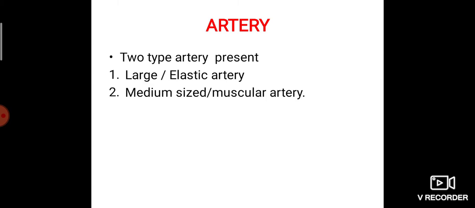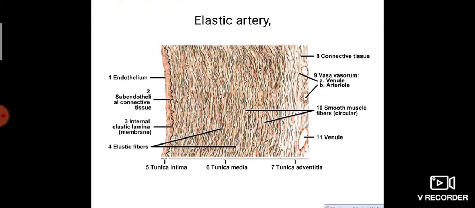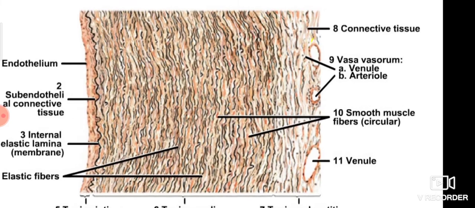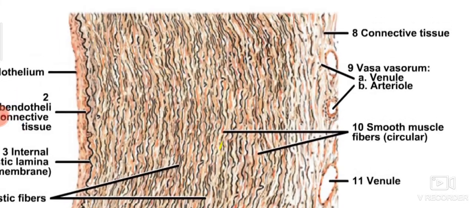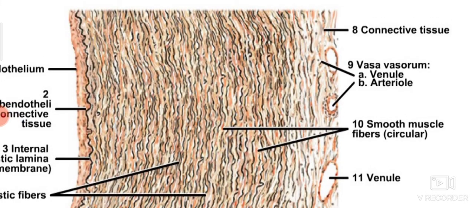There are two types of artery, large artery and medium-sized artery. Large artery is otherwise called elastic artery. Medium-sized arteries are called muscular artery. And this is how an elastic artery appears under the microscope.